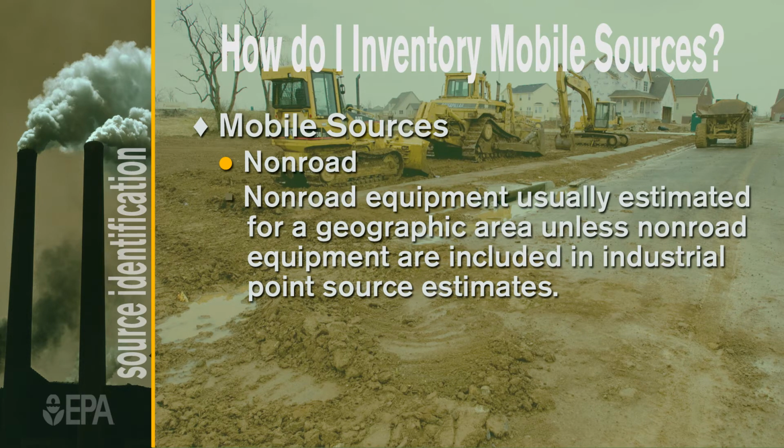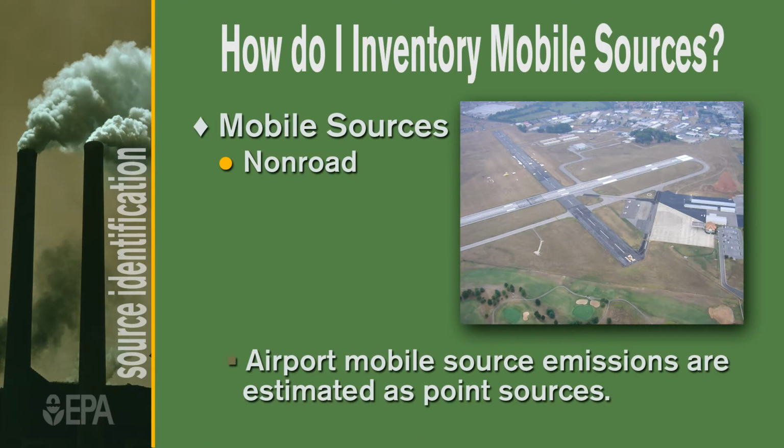Some of them may be in your point source estimates. If we had trucks that are bringing in ore on a mining operation, then those may actually be in the point source inventory. But generally, non-road equipment are inventoried at the county level, and then we have to do an allocation back to individual census tracts. Airport mobile source emissions are now estimated as point sources. So for all the commercial and non-commercial airports, we inventory them as individual runway emissions for takeoffs and landings. And we have essentially a shape file, a rectangle, that shows the runways, and the emissions are assigned to the runways.